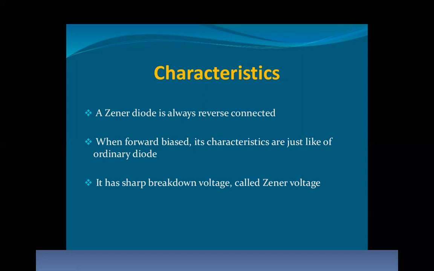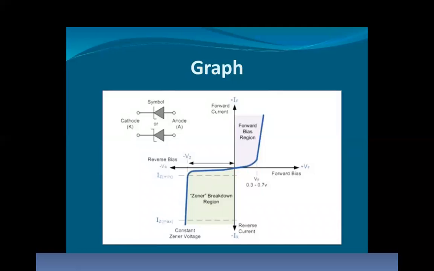Okay. What are the characteristics? The Zener diode is always reverse connected. When forward biased, its characteristics are just like those of an ordinary PN junction diode. It has a sharp breakdown voltage called the Zener breakdown. Here is a graph of a particular Zener diode. This is the forward bias, and this can be called the forward knee voltage. Up to here, as the voltage is increasing, the current in the circuit is zero. Once it overcomes the potential barrier, then as you increase the voltage beyond the threshold voltage, the current rises in this manner.